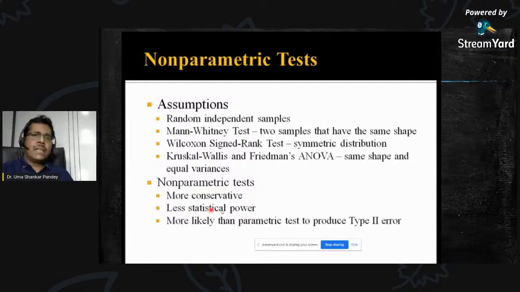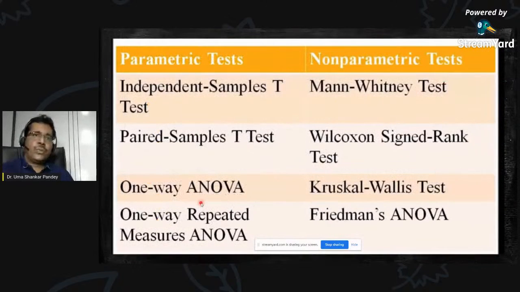So non-parametrics are more conservative. They have less statistical power, and they are more likely than parametric tests to produce type 2 error. What is type 2 error? False negative. What is false negative? Means we are accepting the null hypothesis when actually the null hypothesis is wrong. So non-parametrics have certain issues with them.